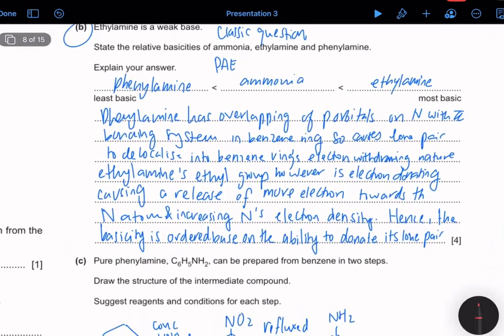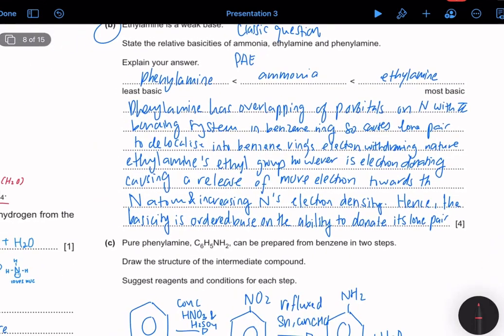Question B. Ethylamine is a weak base. This one is a classic question. They ask you to order the relative basicity. There's also another one for, I believe, the strength of your C-Cl bond, something along those lines. Those two usually come out a lot.